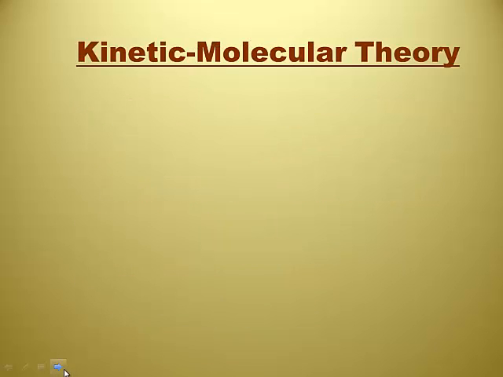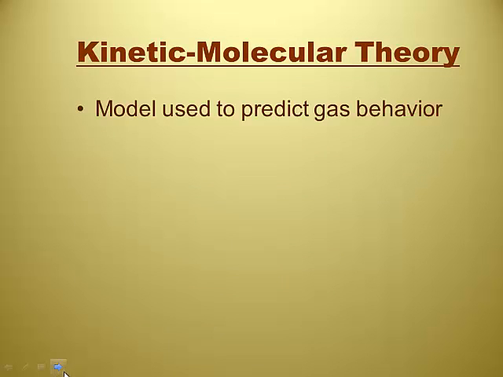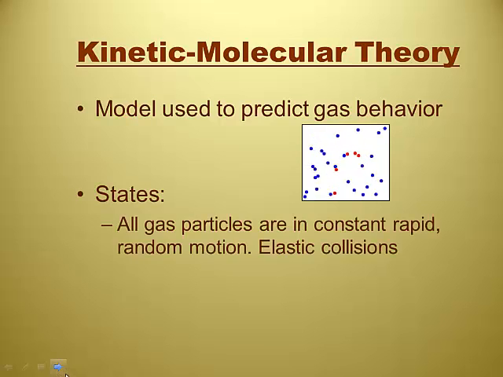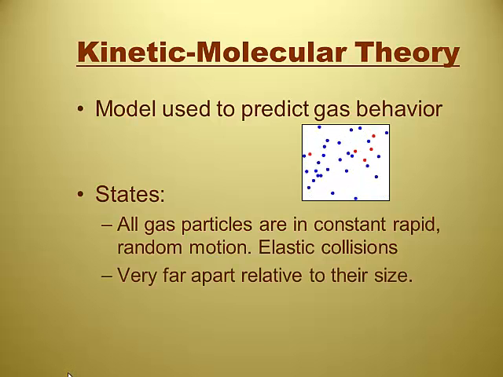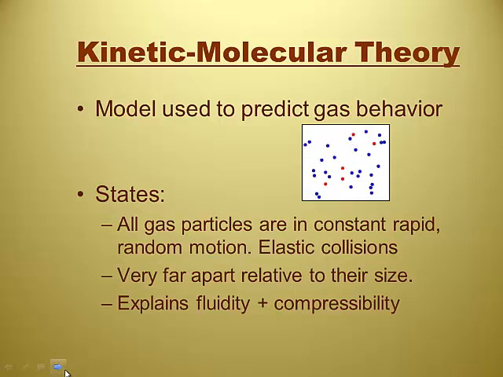Kinetic-Molecular Theory, KMT for short. It's a model used to predict gas behaviors. It states that all gas particles are in constant rapid random motion, and they have elastic collisions, so they bounce off each other and don't stick. They're very far apart relative to their size, so there's a lot of empty space between the particles themselves. This explains why gases are so fluid and why they're compressible.